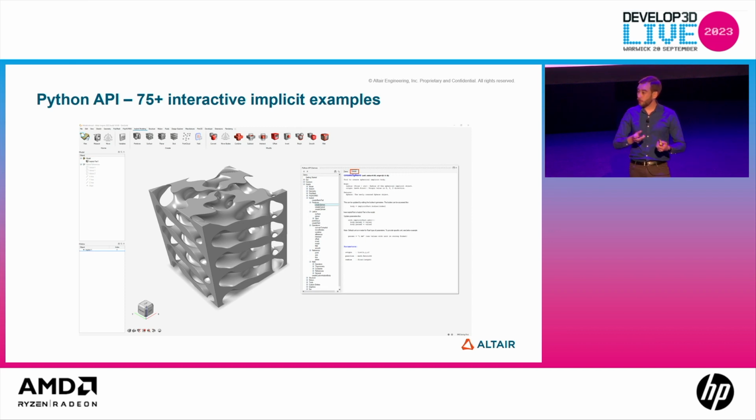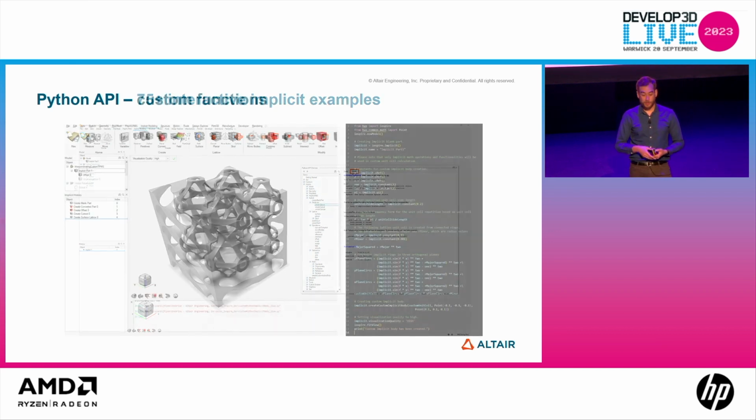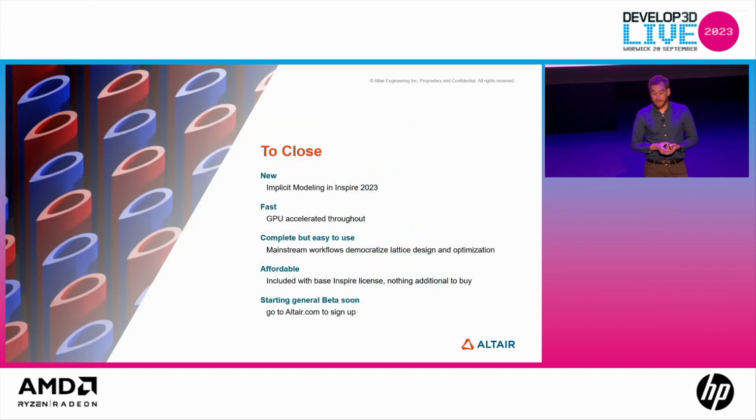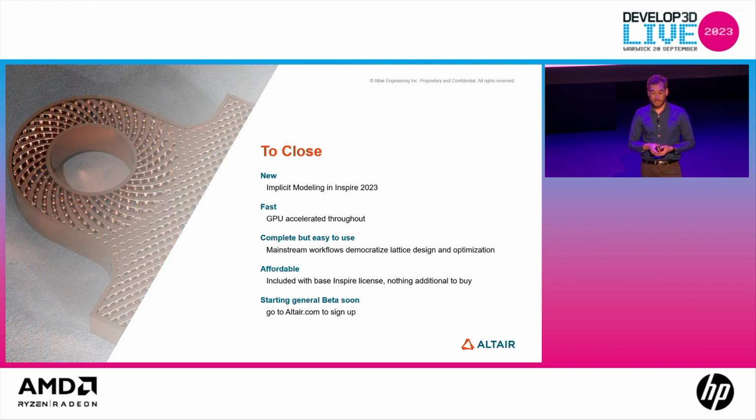But it's not just about automating the commands that you can do, it's also about extending the operations that you can do. So we can even have custom equations which run on the GPU as well. So you can write your own custom implicit functions. They will then be evaluated on the GPU, and you can use those downstream just like you would any other implicit geometry. And because it's on the GPU, it will run just as quick as anything else that you did in the software. So to close, we're bringing this to the Inspire 2023 release coming later this year.